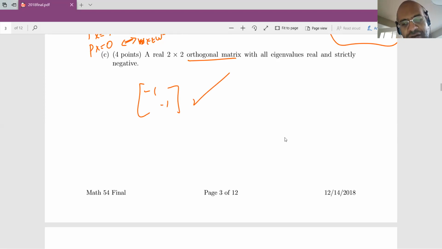The thought process is, well, you need orthonormal columns, but then you also have to be able to compute the eigenvalues. Again, always start with diagonal matrices, right? Easy to compute the eigenvalues. So what's a diagonal matrix with orthonormal columns with negative entries? Minus the identity.